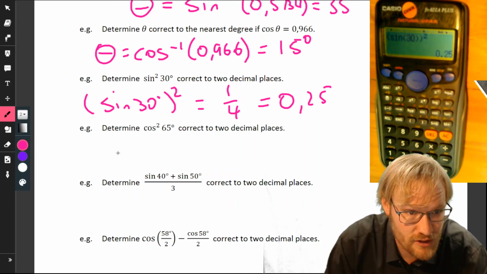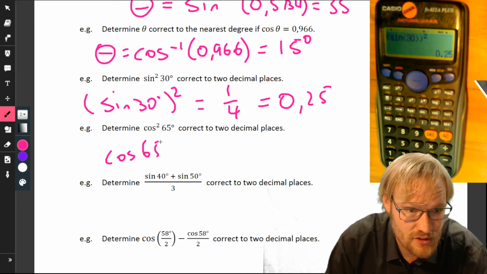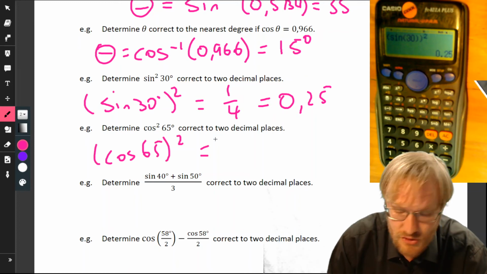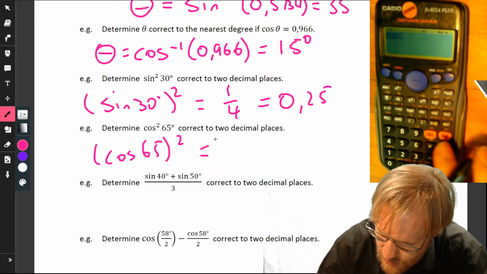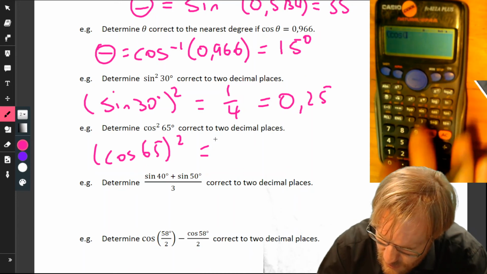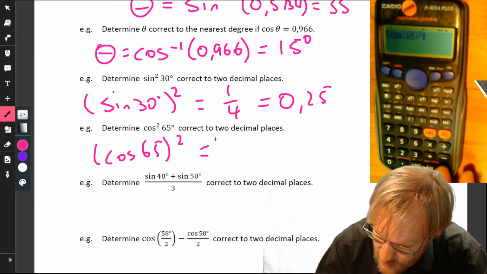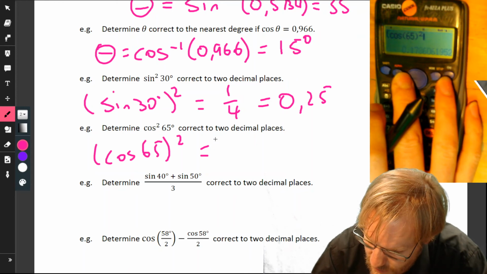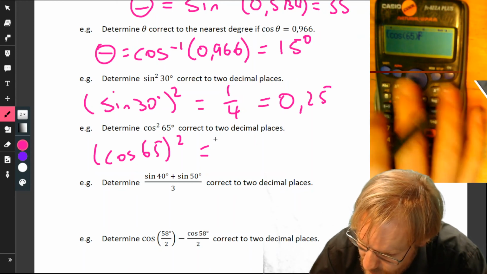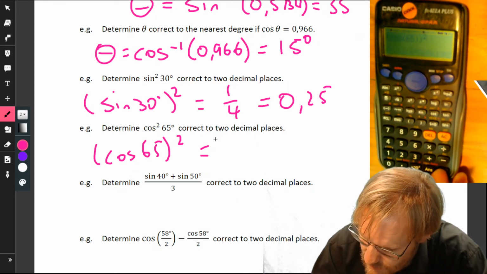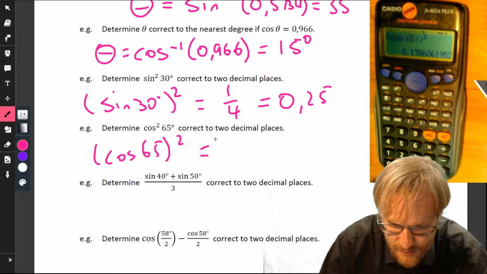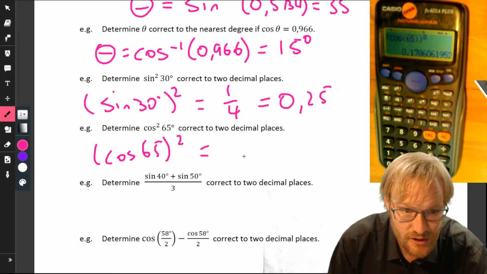Okay, similar one, cos squared. This is the same as cos 65 squared. So cos, let's bracket, cos 65. We're going to square that. And I haven't put my bracket in the right place. So we should get 0,178, so 0,18.